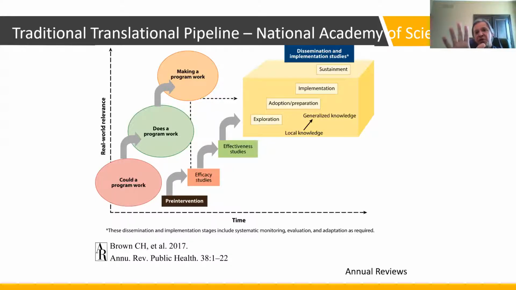So then you have the issue of exploration, adoption, preparation, implementation, sustainment, and this model by Brown in this paper in 2017. And the critical question is making a program work. It's not does the program work. We know it works, but in somewhat good condition. But making a program work in any condition, everywhere, anytime, and be scalable, that's the whole issue about dissemination and implementation research.